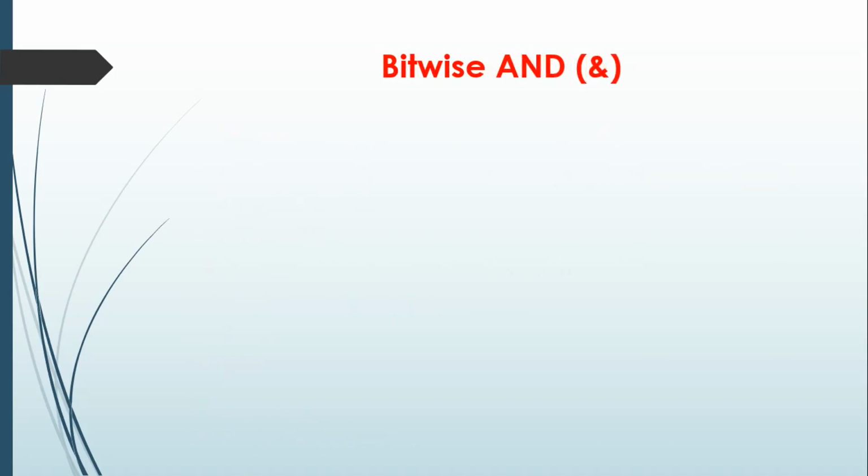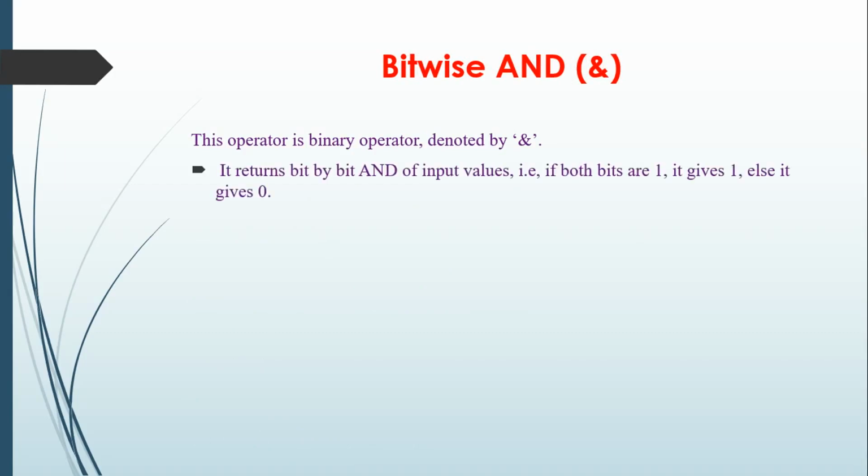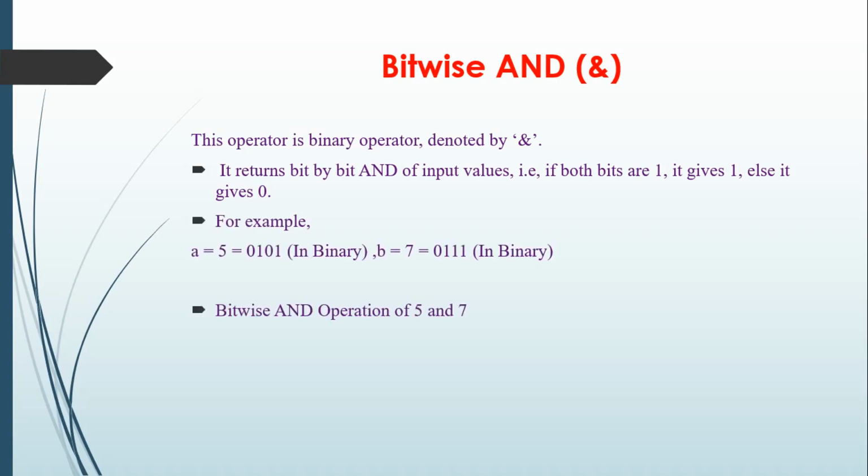This is another bitwise operator, that is AND. This operator is a binary operator denoted by AND. It represents the bit by bit AND of input values. That is, if both bits are 1, it gives 1, else it gives 0. For example, A equals 0101 and B equals 0111. So the bitwise AND operation of 5 and 7 is 0101. So, it will give 5.